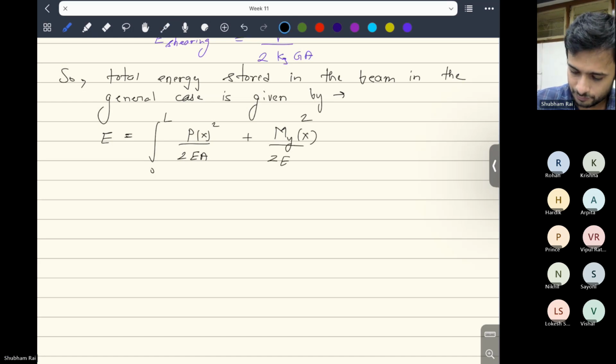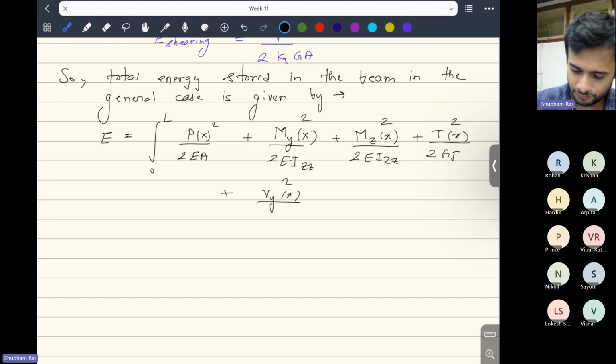So 2EIzz, adding all the cross-sectional energies, plus you have My and Mz, right? You cannot have Mx because that will be twisting. So that will be included in twisting. So I'm writing here T of x the whole square over 2GJ, plus you can have Vy, that will be shear force over 2 of shear correction factor over GA, plus V of z. You cannot have V of x because V of x is the force in x direction, let's say, that will come in axial force, and that is taken care of here in P of x.